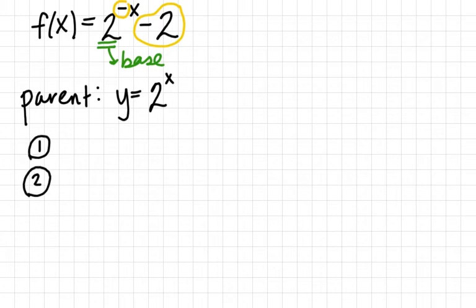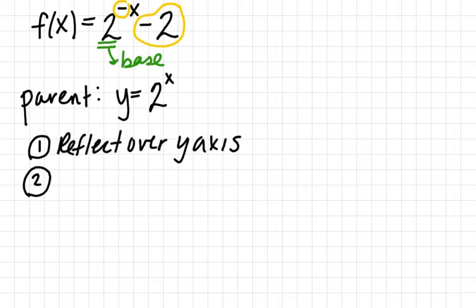Remember, I always recommend that you shift last. So first, let's talk about the negative in front of x. If we're making our x values negative, then that means we will be reflecting over the y-axis. Reflecting over the y-axis will be our first transformation. And then we have a minus 2, and that's going to take our entire graph and shift it down 2. So we have our parent function and we have our two transformations. So now let's focus on graphing the parent function first.